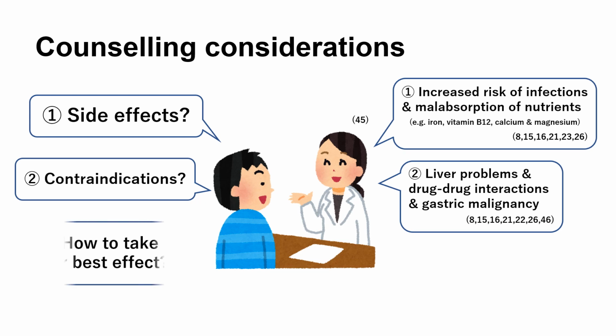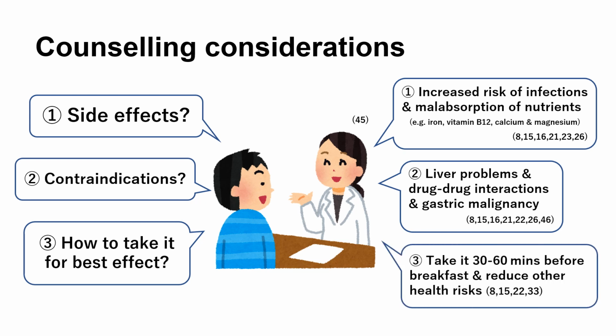Finally, how to take pantoprazole for the best effect. Pantoprazole is most effective when it is taken 30 to 60 minutes before the first meal of the day. That way, pantoprazole can pass through the stomach quickly while it is still empty and least acidic, enabling it to remain unionized for maximal absorption in the small intestine. And then it can later be activated in the acidic secretory canaliculi of parietal cells.